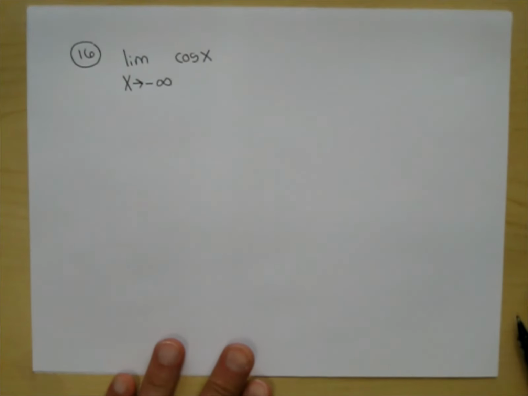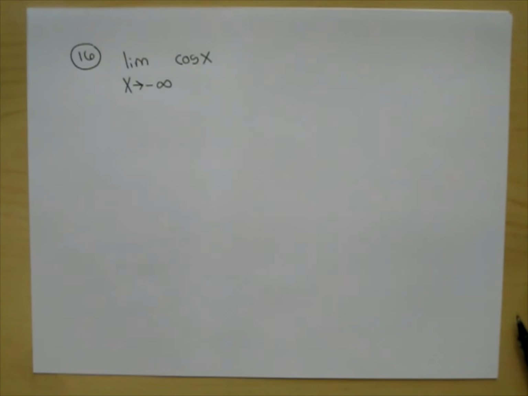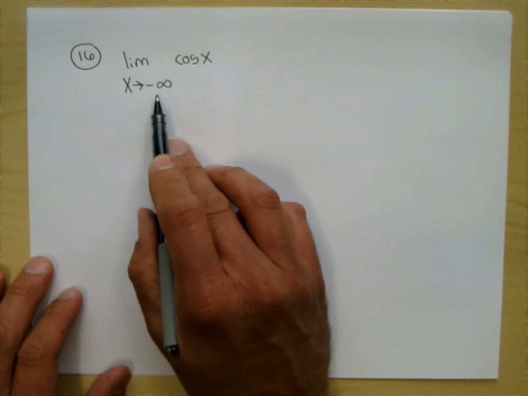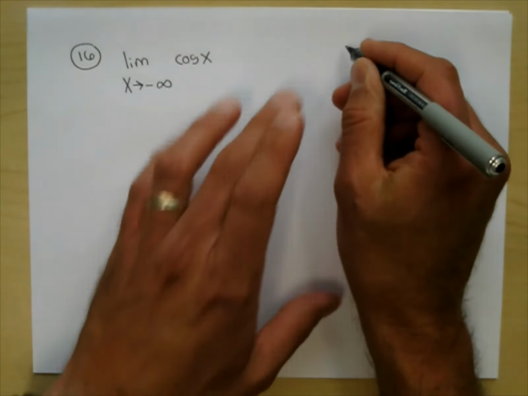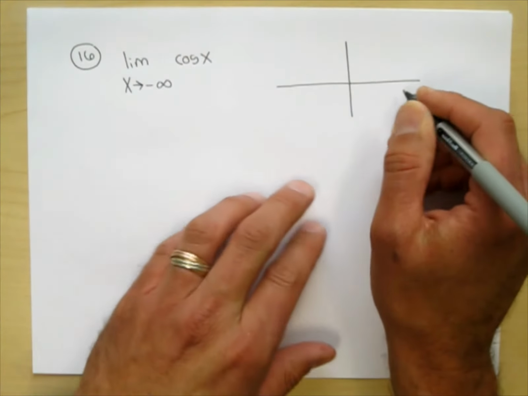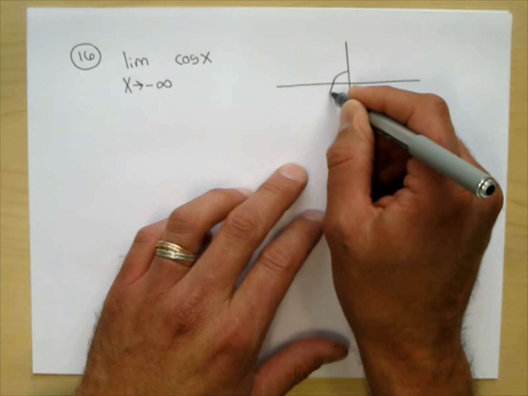Problem number 16. This one's not as bad. Okay, probably the worst one was number 15. So problem number 16 is the limit of cosine x as x approaches negative infinity. Now this one might be the best one to just draw the graph.